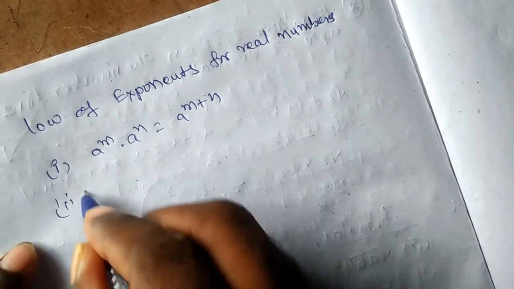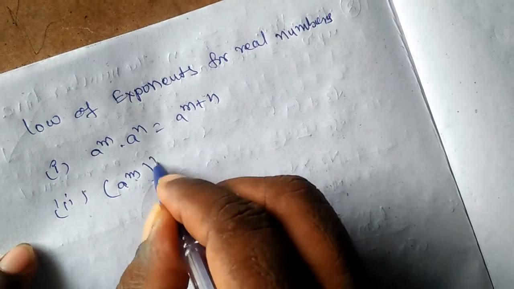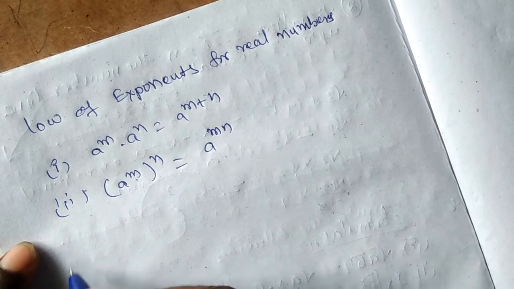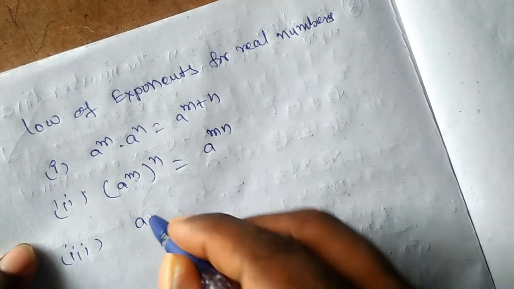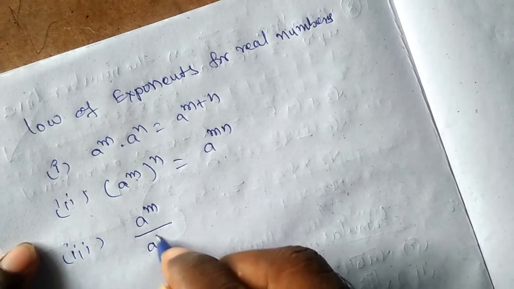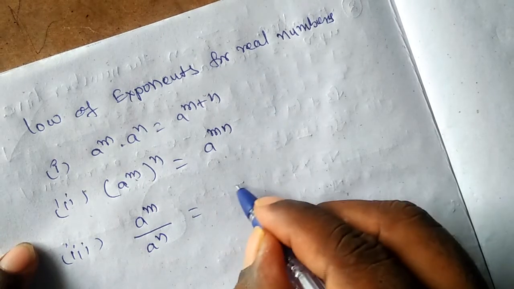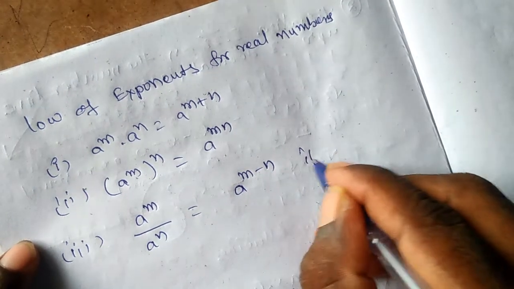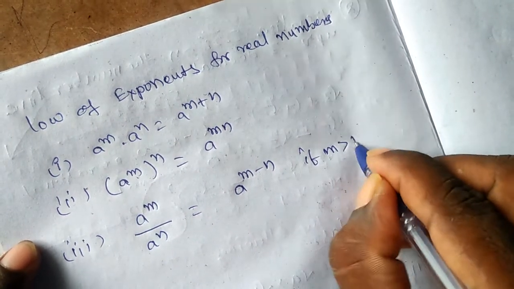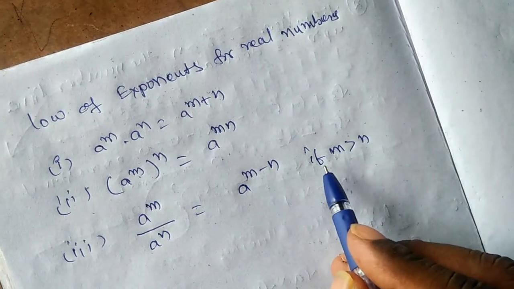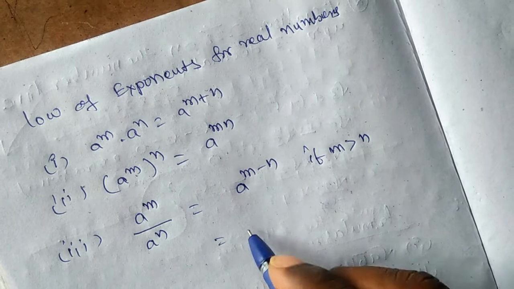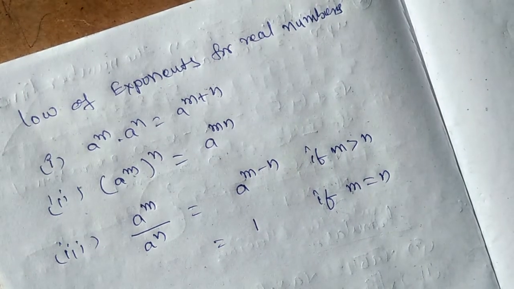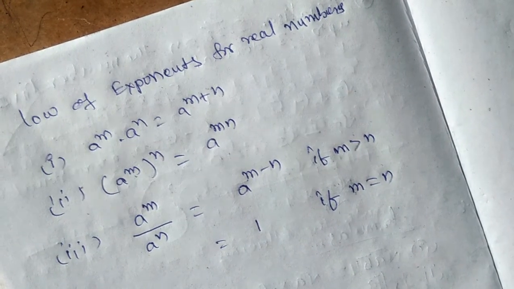Second one, a to the power of m whole power n, that is a to the power of m into n. Third one, a to the power of m by a to the power of n is equal to a to the power of m minus n. Here we have three situations. If m is greater than n, it is a to the power of m minus n. Or it is equal to 1, when it happens? When m is equal to n. So the exponents are equal, we can cancel it, we get 1.